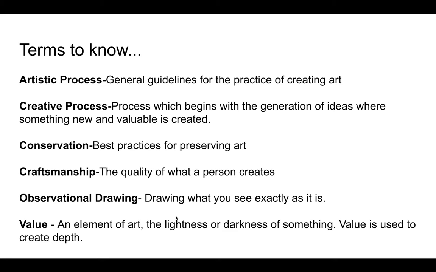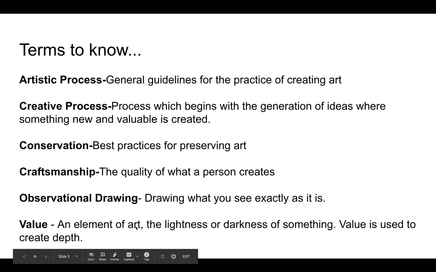Observational drawing is drawing what you see and drawing it as exactly as you see it. That doesn't mean it has to be perfect, but you want to try your best to get it to look the way it looks when you are viewing it. And then value is the lightness or darkness of something, which we have talked about before, but we're going to be using value in this project too.